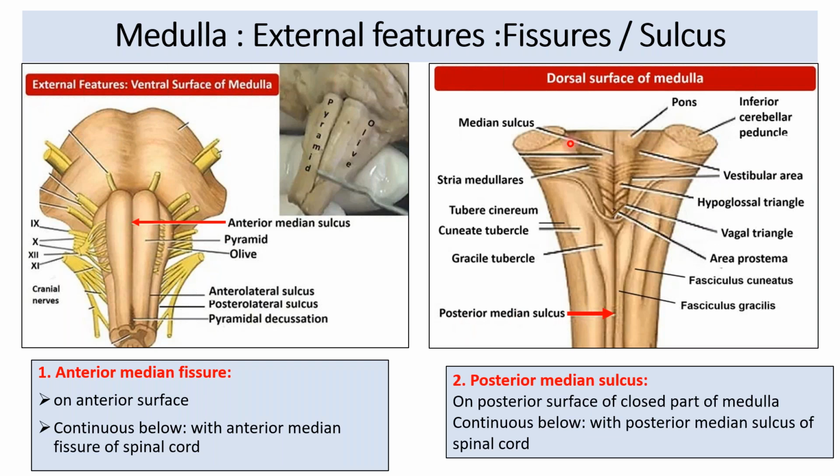If we look at the posterior aspect, this is the dorsal aspect of the medulla. On the posterior aspect also we have a median sulcus. This is called the posterior median sulcus, and this is in relation to the closed part. Remember, this is in relation to the closed part of the medulla, because in the open part you can see this is in relation to the fourth ventricle. This is the open part of the medulla. So we are talking about the closed part of the medulla, onto which you have a posterior median sulcus, and this will also be continuous with the posterior median sulcus of the spinal cord if you trace it below. So the lower part of the medulla is almost similar in structure to the spinal cord.